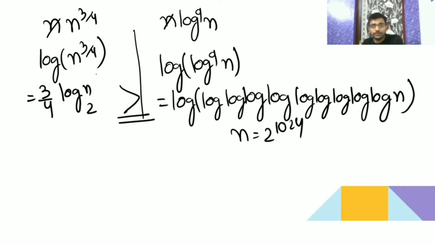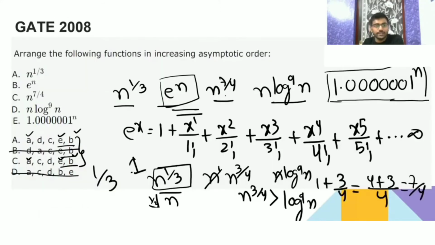Okay, so what was that number? n to the power this. So it is going to be C. C is going to be the bigger one. Okay, so D is going to be the smaller one, then C. So A is the correct.